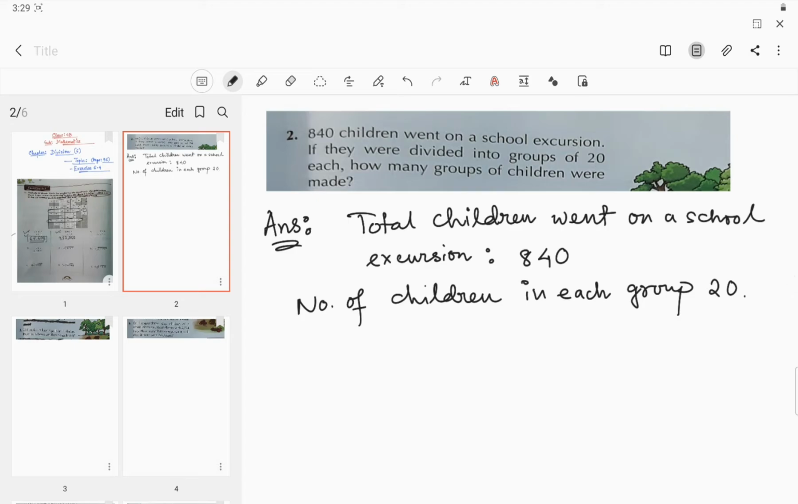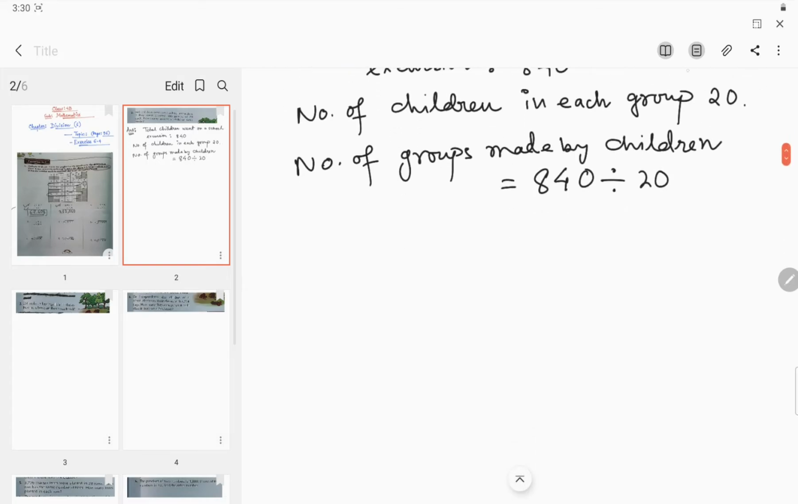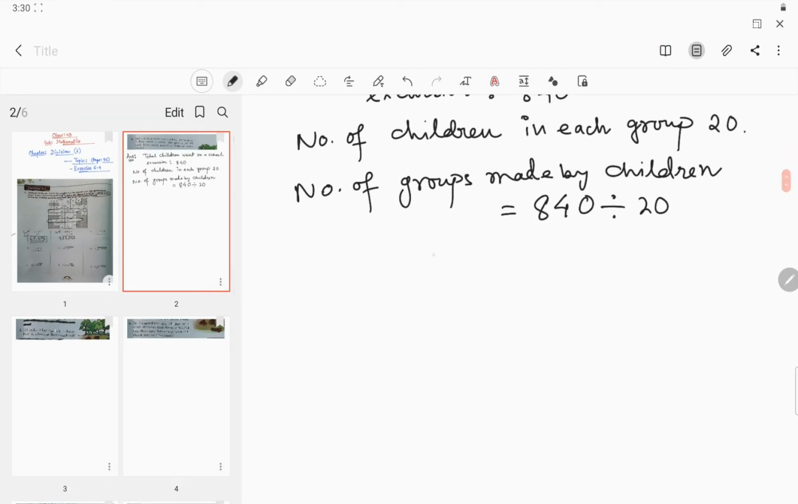Now you have to find how many groups of children were made. So the number of groups made by children is 840 divided by 20. So if you divide this number, now let's divide.